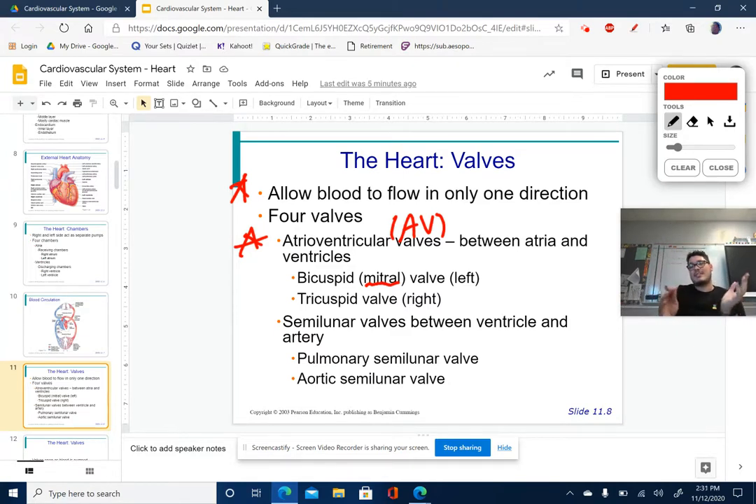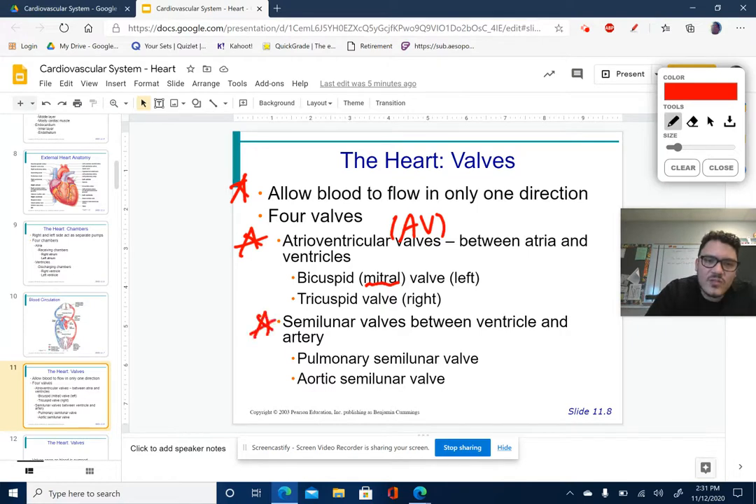If you were to do a dissection of the heart and you look inside the heart, you'll actually see that the bicuspid valve only has two little flaps, whereas the tricuspid valve has three. So because of that, we can identify, bicuspid means two, tricuspid means three. That's the prefix.